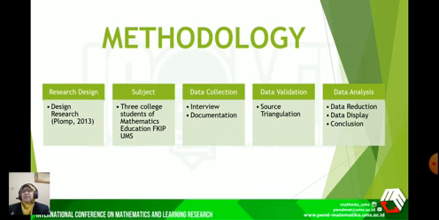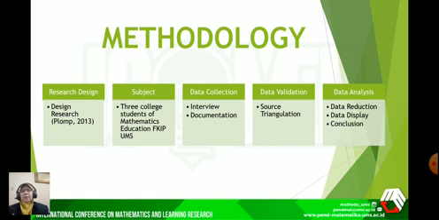Tessmer, as cited by Plomp (2013), revealed that the prototype would be tried out and revised based on formative evaluation consisting of expert review, one-to-one evaluation, small group, and field test evaluation. This article only focuses on one-to-one evaluation. The other formative evaluation stages will be further discussed in a different article.